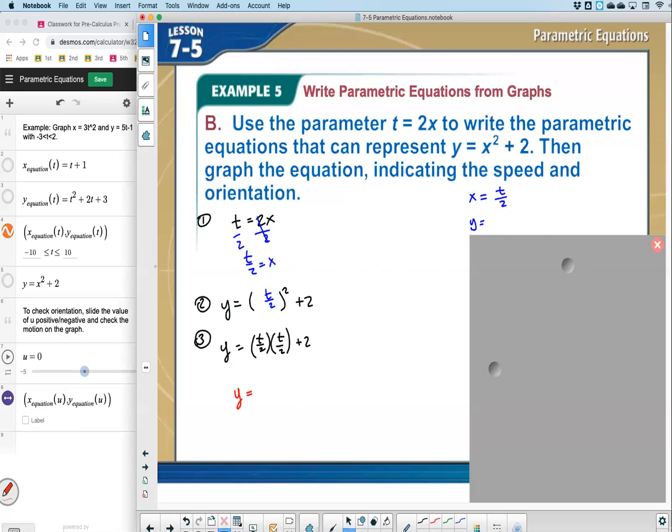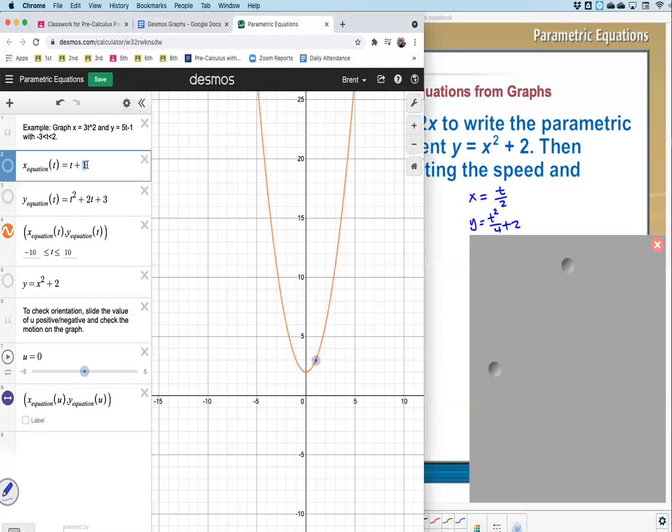When I simplify, I will have t squared over 4 plus 2. Those are my two equations. So I'll come over here and change what we had. Now again, the graph should look the same. It should end up looking like this green graph.